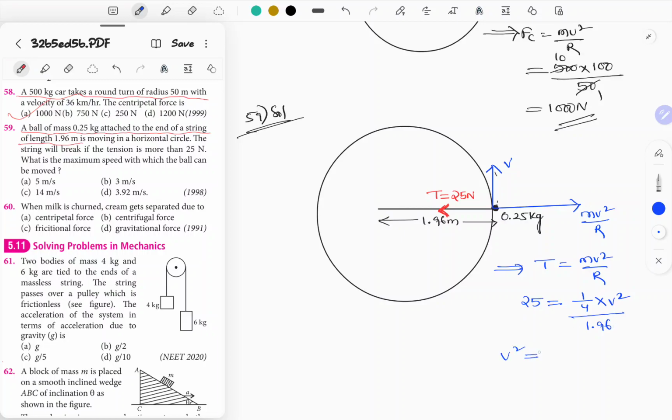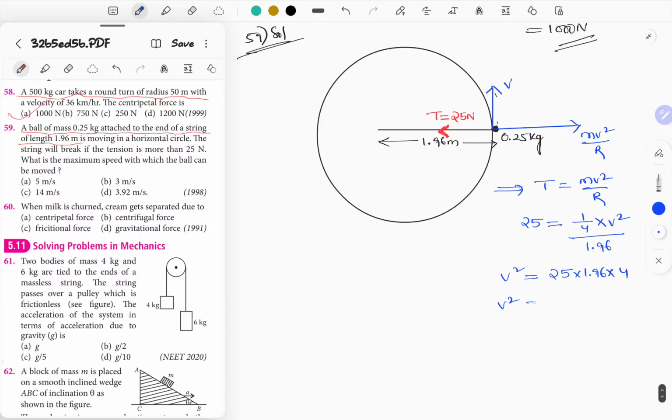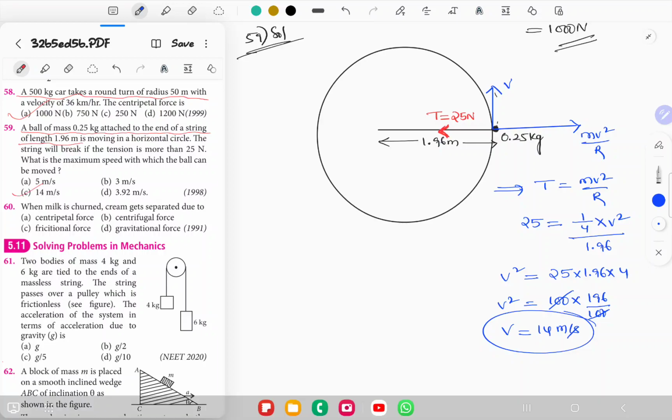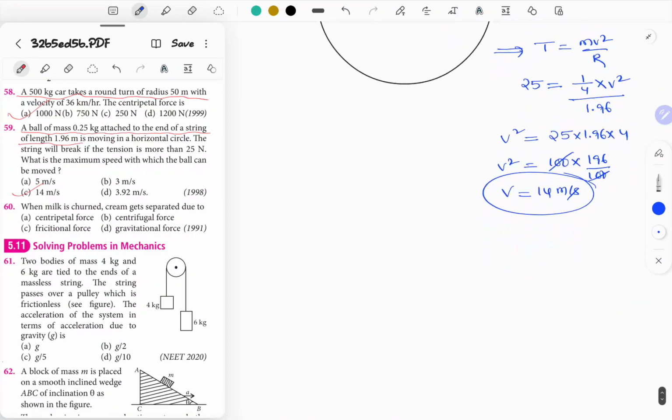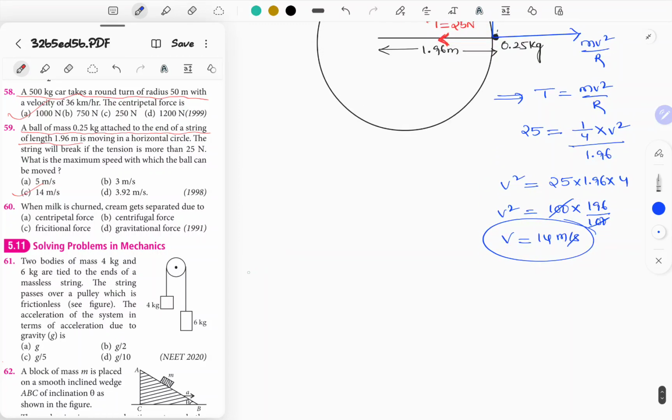So v square is equal to 25 into 1.96 into 4. So v square can be written as 25 into 4, which is 100, into 196 by 100. 100 will get cancelled. Then v is equal to 14 meter per second, and this is going to be the answer. Which option matches for this? Option C is the correct answer for question number 59. Hope you understood. Next, let me move on to the next question, question number 60.